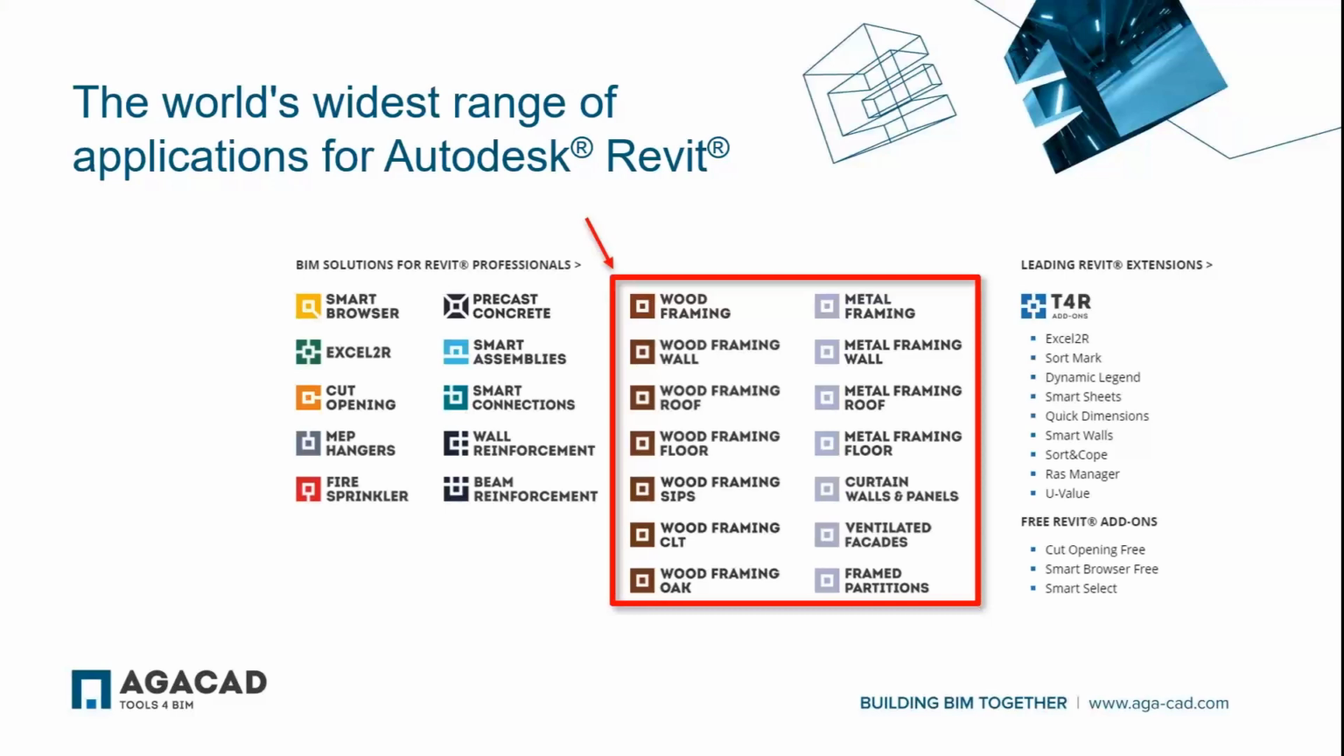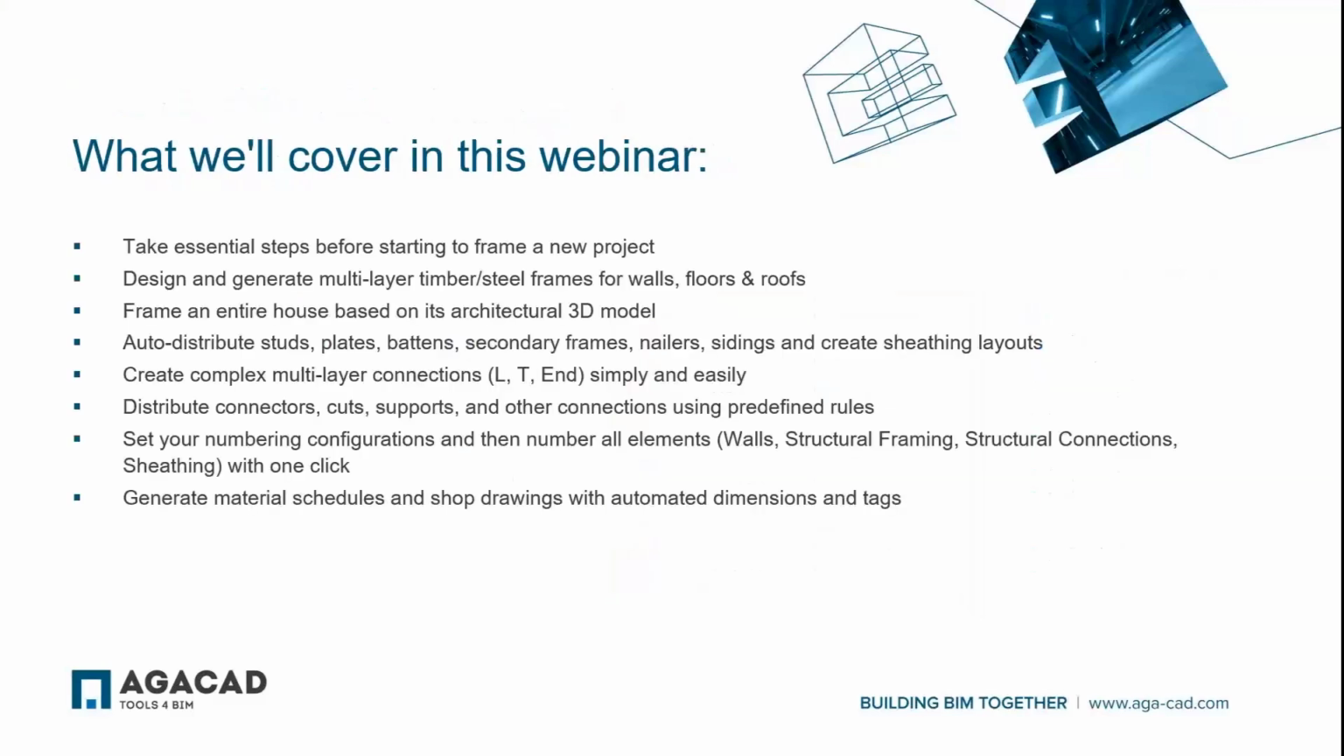Today I'm going to talk about how to start framing on an empty project using our BIM solutions for wood and metal framing. Starting out only with basic Revit elements, walls, for example, the result you'll see are multi-layered walls fully framed for prefabrication or on-site construction. Additional layers of sheathing, nailers, and others will also be added.